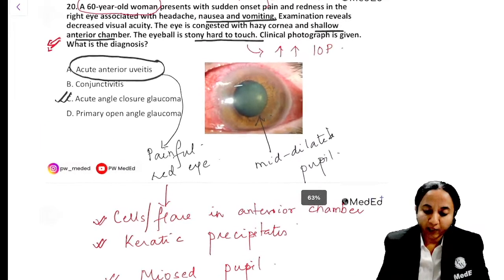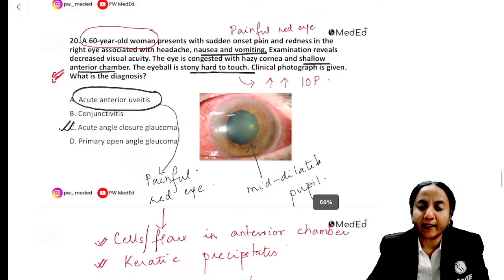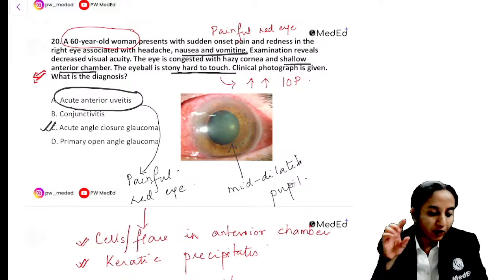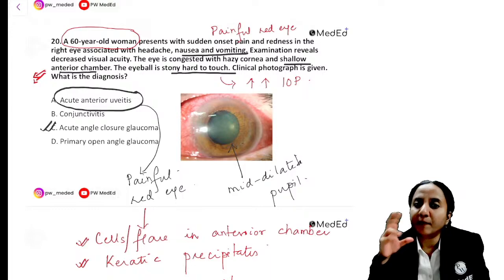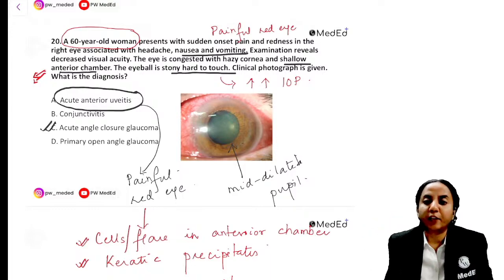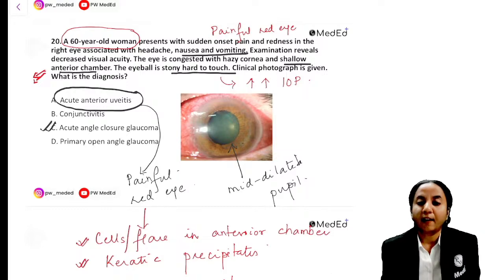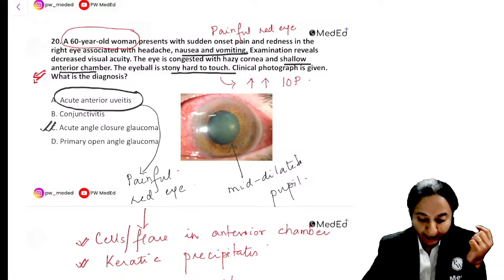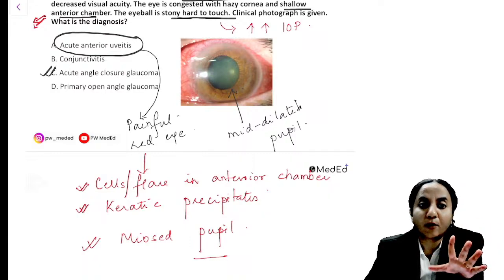Whenever we get a question on an acute, that is painful red eye, these are the two options we have to consider, right? So when we get a question on painful red eye, look for these key words. If they have mentioned elderly female patient, if they say that the AC is shallow, the pupil is mid dilated, the eyeball is stony hard to touch, or they mention that the IOP is high, then the answer is acute angle closure glaucoma. But if the question is on a painful red eye, but the question says that there are cells and flare in the anterior chamber, there are keratic precipitates on the endothelium and the pupil is myosed, then acute anterior uveitis is the answer, right?